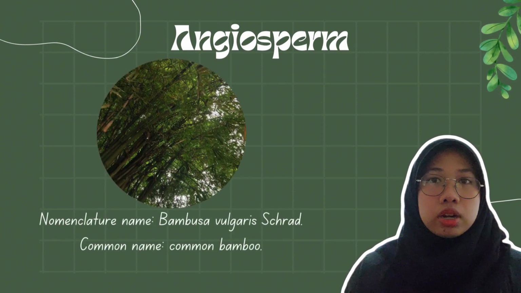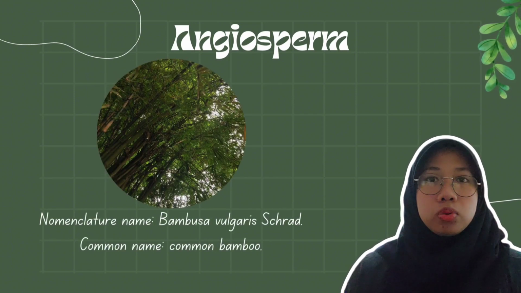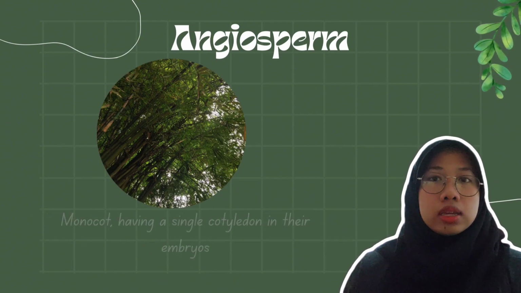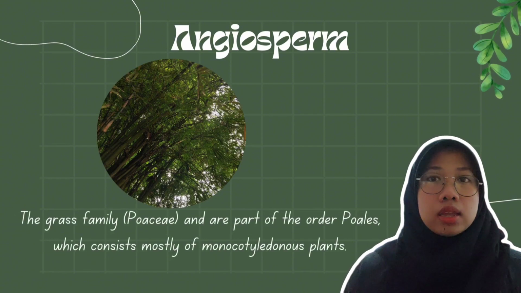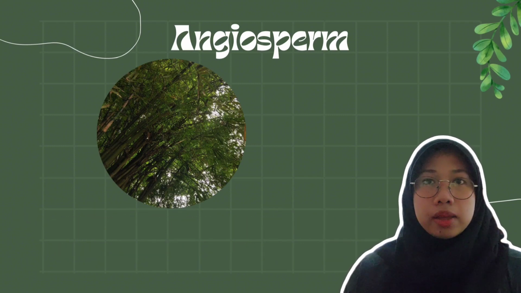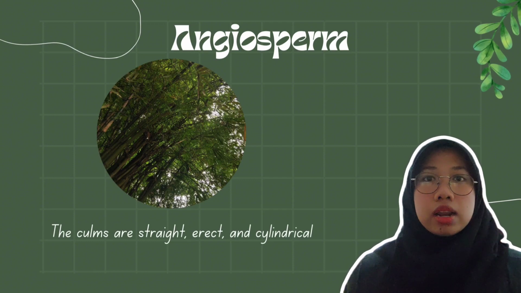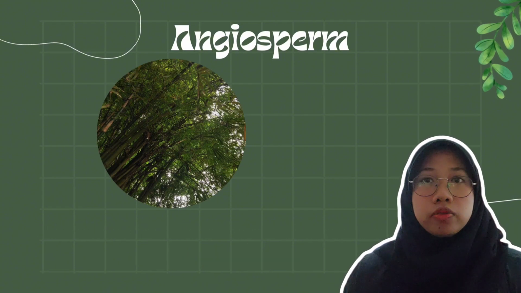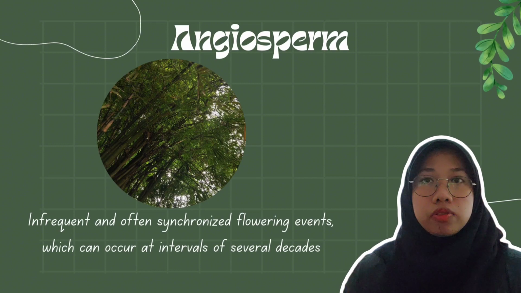First is Bambusa vulgaris shrub. Common name is bamboo. It is a monocot having a single cotyledon in their embryos. It belongs to the grass family Poaceae and is part of the order Poales, which consists mostly of monocotyledon plants. This plant can be identified by culms that are straight, erect, and cylindrical. The leaves are lanceolate and can grow up to 20 cm long. They are also known for their infrequent, often synchronized flowering events, which can occur at intervals of several decades.